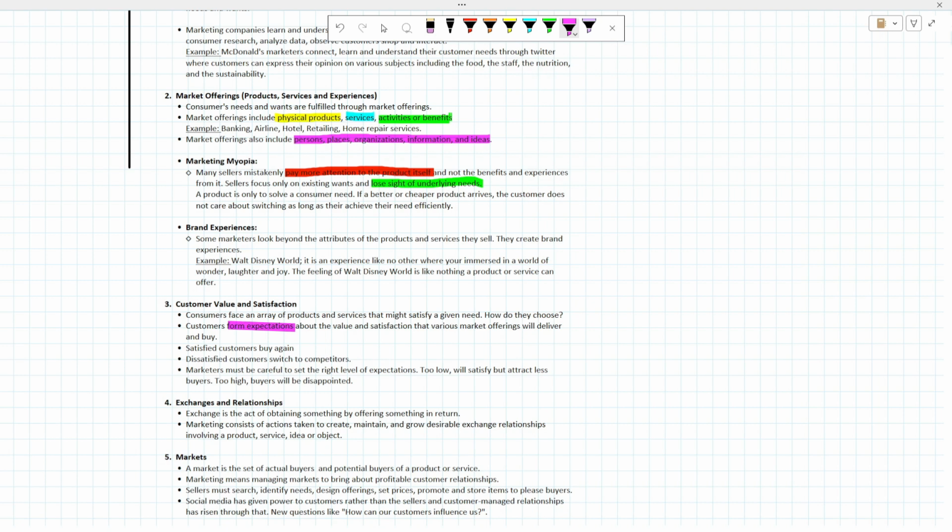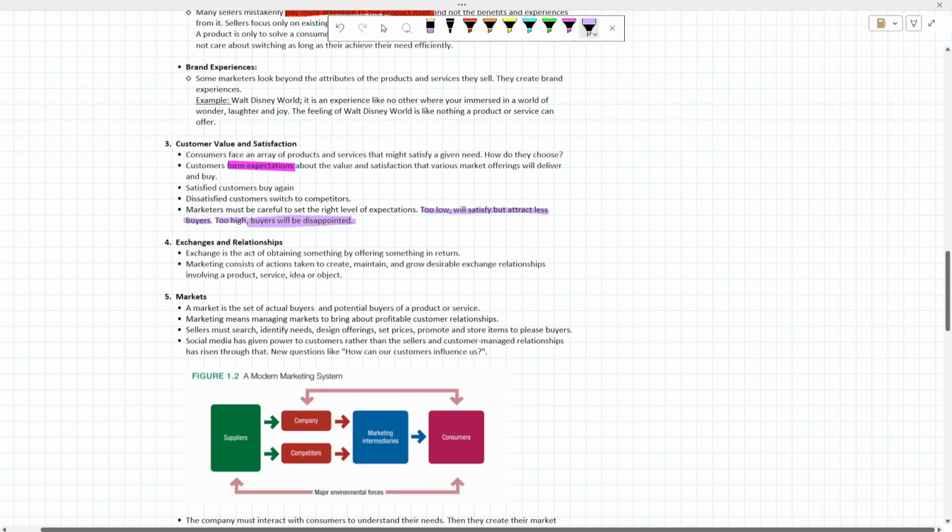Marketers must be careful to set the right level of expectations, because if they are too low, buyers will be satisfied but fewer buyers will be attracted, and if they are too high, buyers will be disappointed. So you want to find the middle point, where you attract buyers but also give them an expectation that they won't be disappointed with the product. So, for exchanges and relationships: exchange is the act of obtaining something by offering something in return.